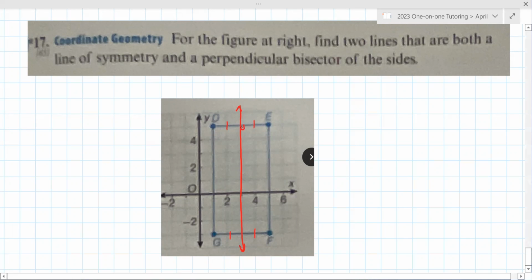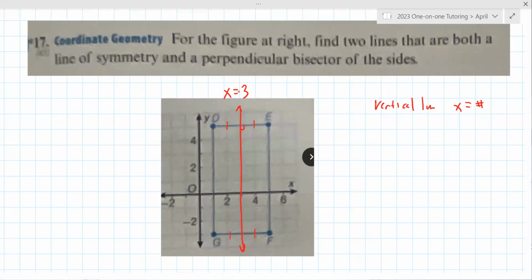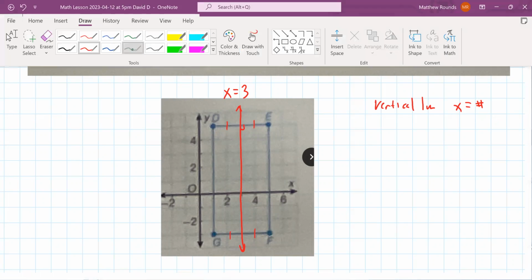And you have to come up with the equation. So for a vertical line, it's always x equals a number. In this case, it's x equals 3. So we need to find two lines. Yes, the other one is going to be horizontal.